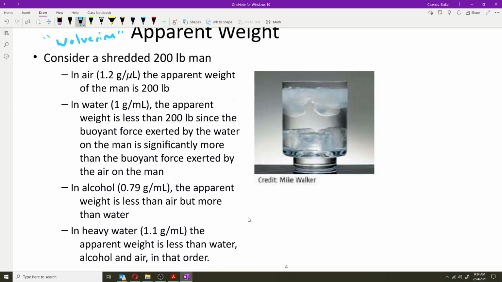So alcohol has a density in between air and water, closer to the water side, but the apparent weight is definitely going to be less than air. You're going to weigh less in a vat of alcohol, but you're going to weigh more than in water. And then in heavy water, okay, what is heavy water?